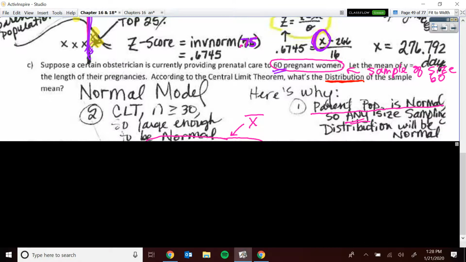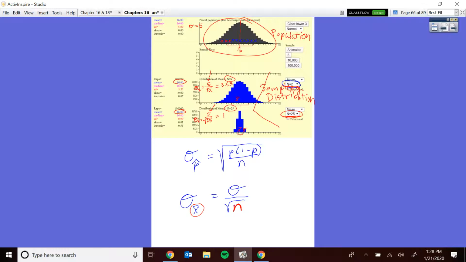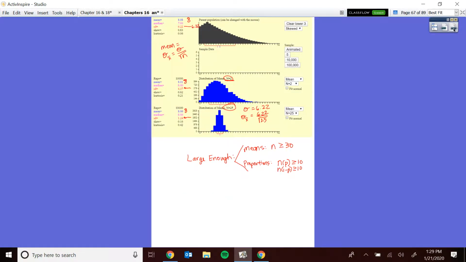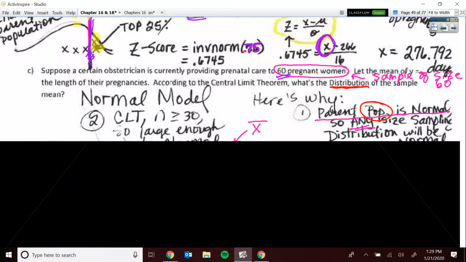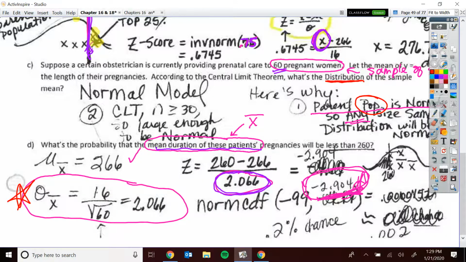Yep, right here. Yeah, we already knew that the population was normal. And hello, people, when the population is normal, then anything that comes out of it is also going to have that shape. Okay, what's their center going to be? Same. So it'll still be centered at 266. But what about the spread? What's the spread going to be for this one? Is it going to be 16? No, it is not. So that's one of the things that I want to point out to you.